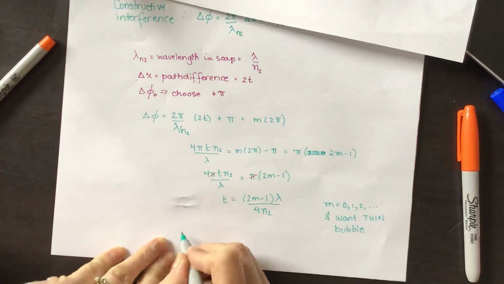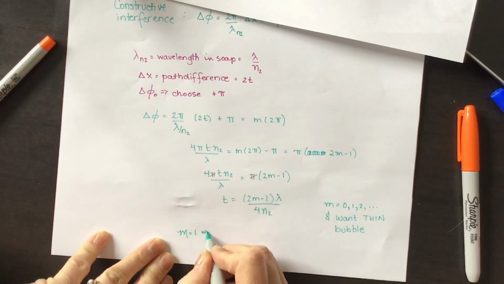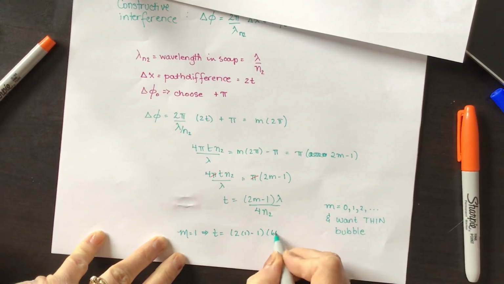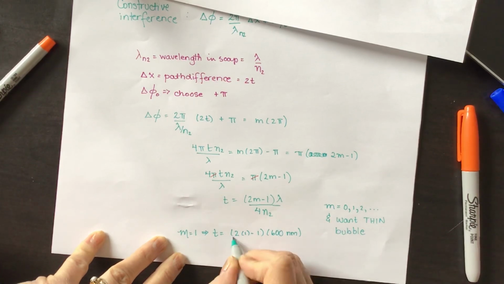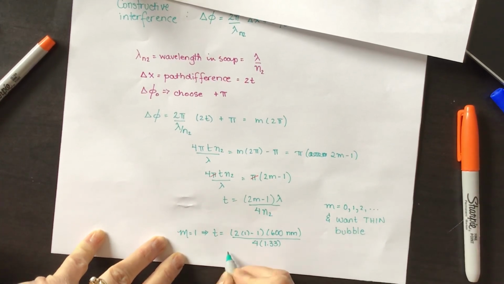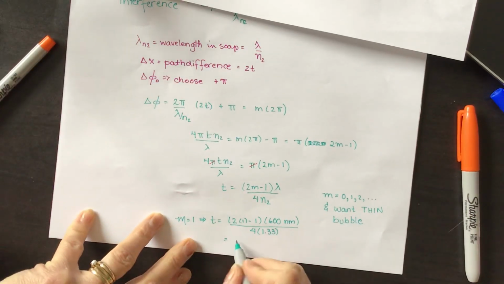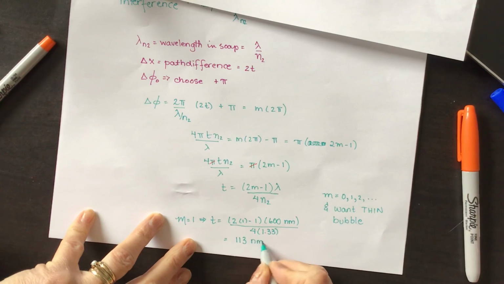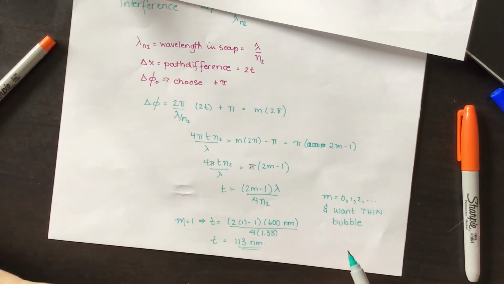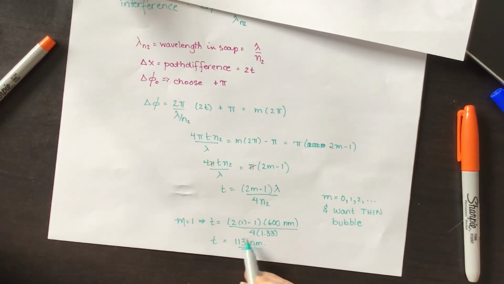Okay, next I'll try m equals 1. That gives me thickness equal to 2 times 1 minus 1 times lambda, which is 600 nanometers, divided by 4 times n2, the index of refraction of soap, which is 1.33. Put that through the calculator, and I get a thickness of the bubble of 113 nanometers. So the bubble that we're looking at that reflects orange light, and I saw some orange when I blew those bubbles, that's 113 nanometers. So just by looking at a color, you can tell how thick something is down to the nanometer scale. I think that's actually pretty cool, so that's kind of neat. Okay, so that wraps up this example.